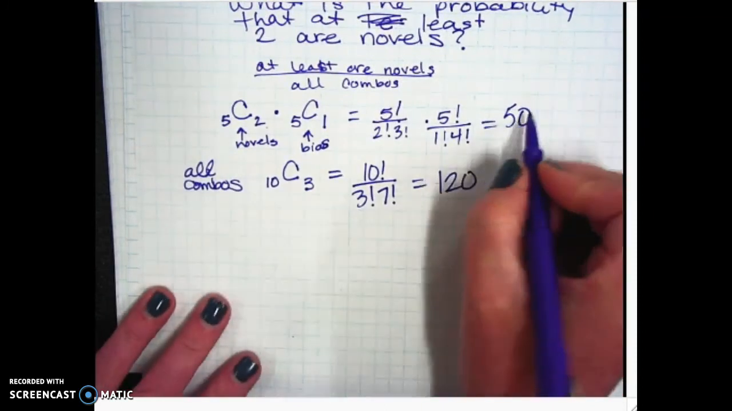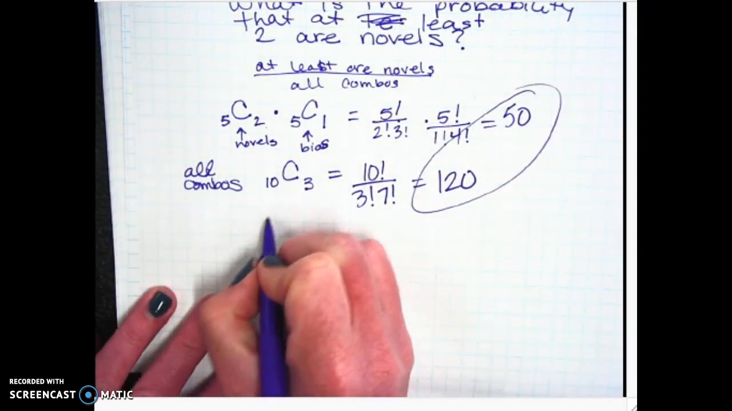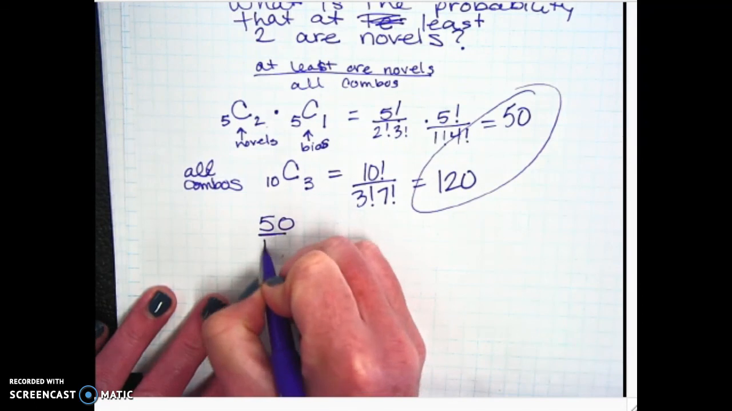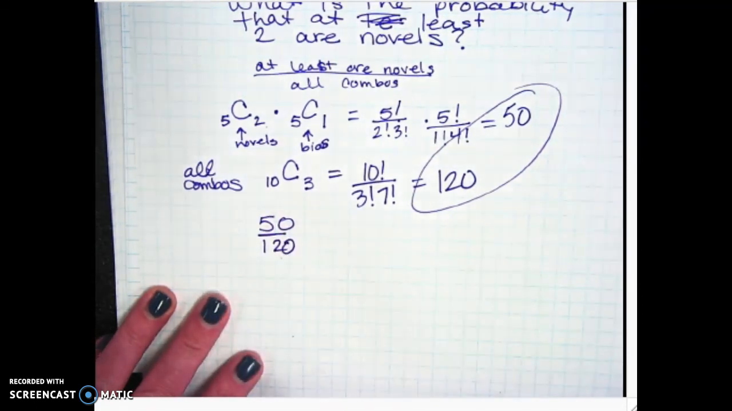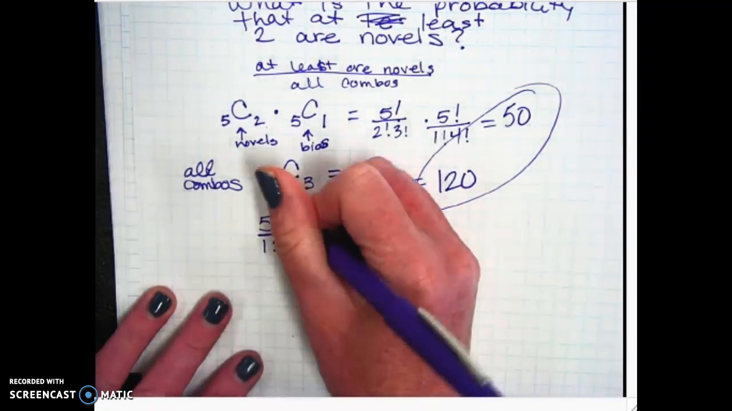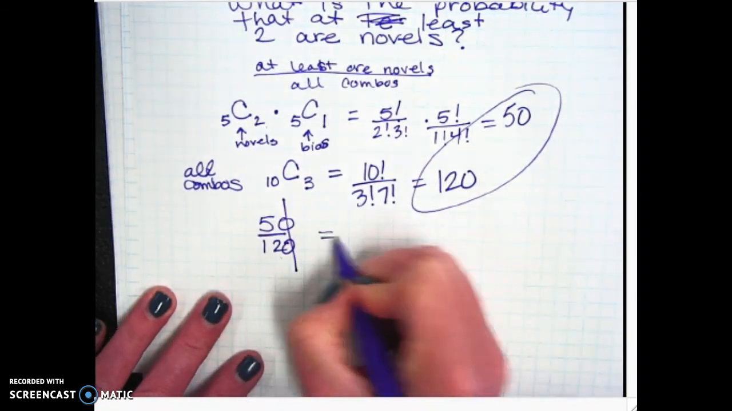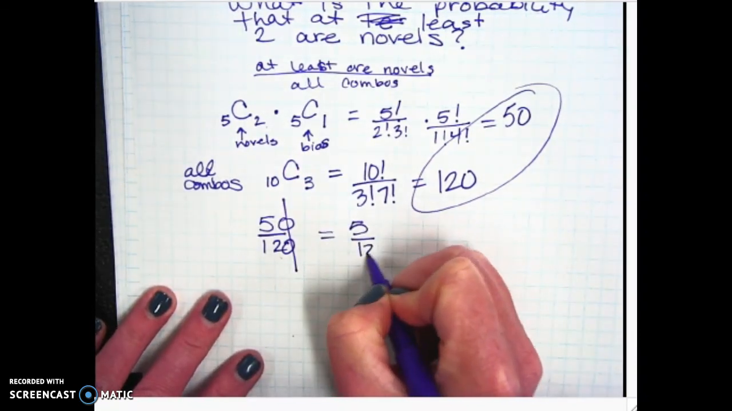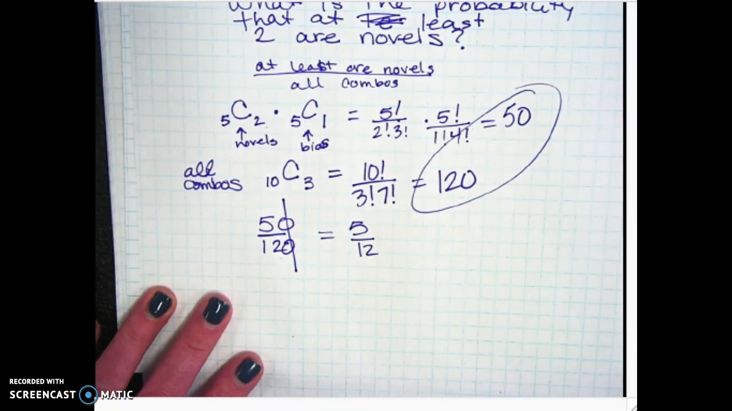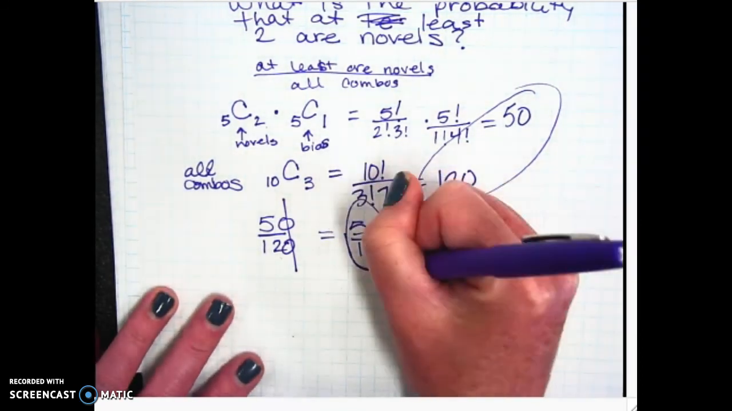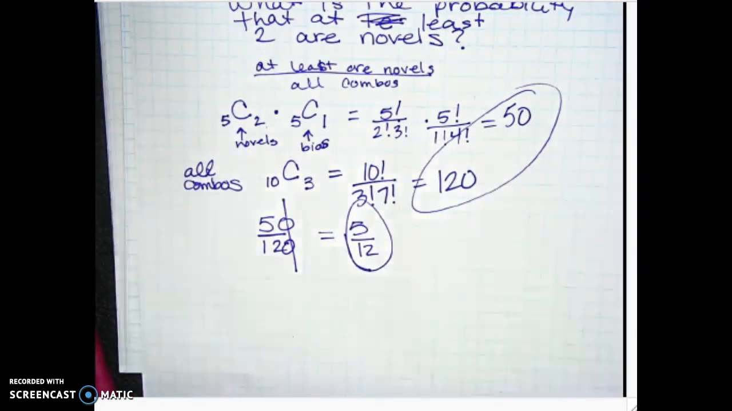So you're going to take that 50 and the 120, so 50 over 120. Obviously, you can reduce that, right? Divide both by 10. So you have 5 over 12. 5 twelfths. I don't think you can reduce that anymore. Okay?